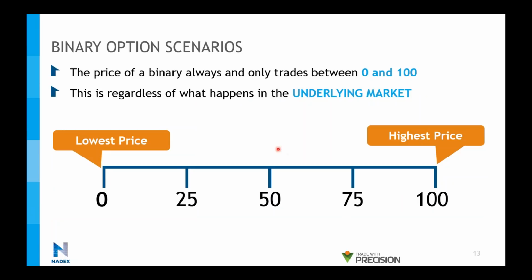Binary option scenario, the price of a binary always and only trades between 0 and 100. So that's the highest price, that's the lowest price, and this is regardless of what happens in the underlying market. If the market shoots all the way up, way above the strike price, guess what? We stop at 100. If it drops way below the strike price, it can't go below 0. Once again, that's the price range while we are trading. And at settlement, at expiry, it's either 100 or 0, binary.